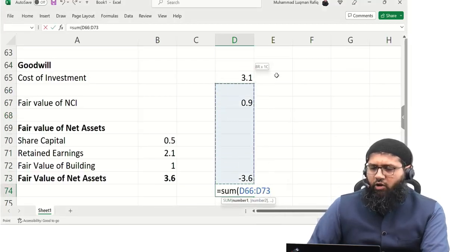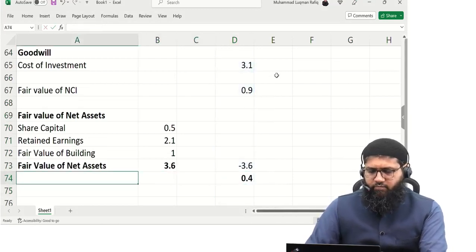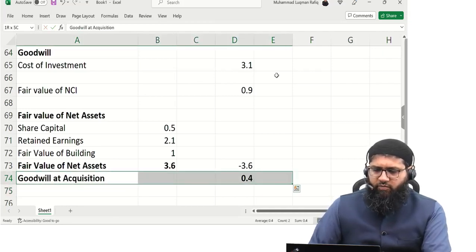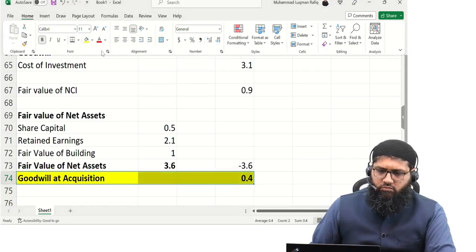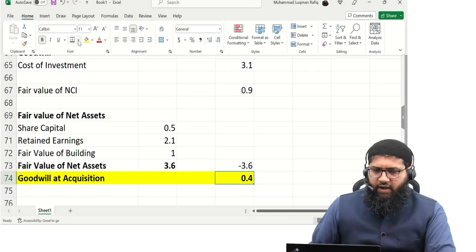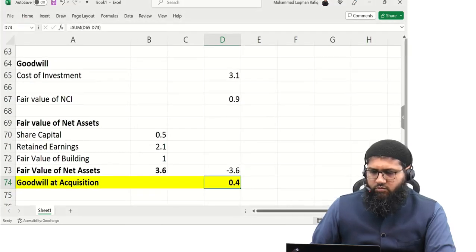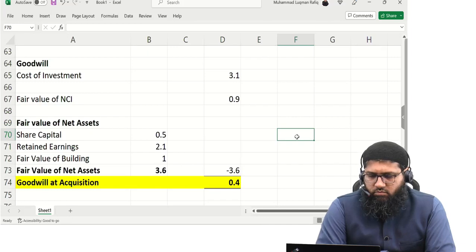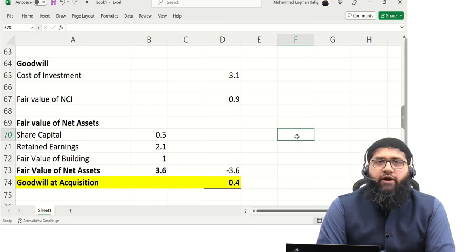Resultingly, the goodwill that we had was 0.4 million. The goodwill at acquisition was 0.4 million.